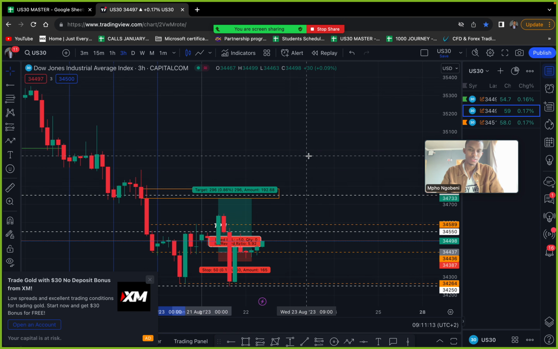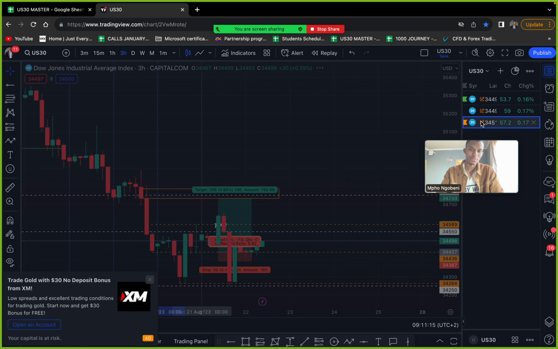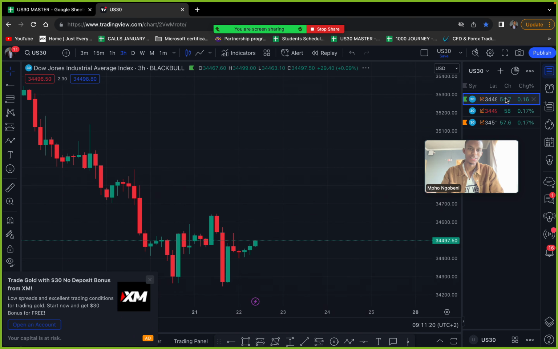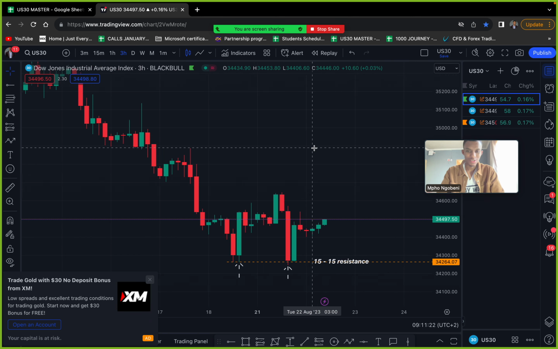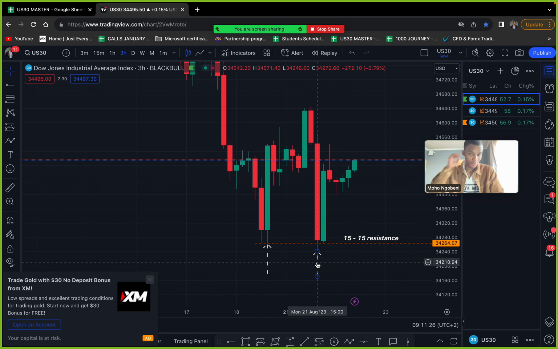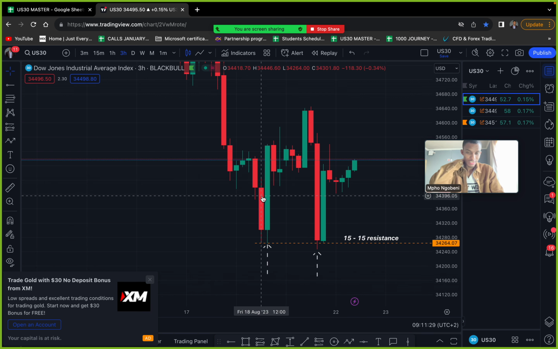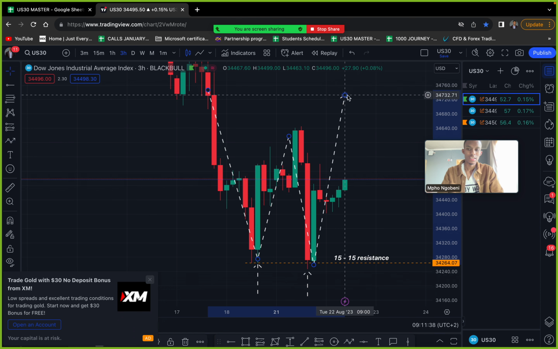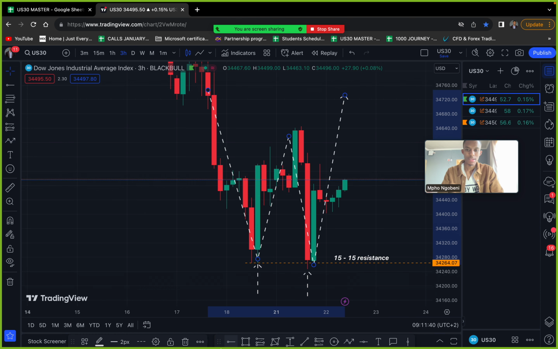No, it was not this one. Was it this one? Okay, I think I rubbed it. It's gone. But yeah, this is why we entered buys there, due to the 15-15 resistance. And then as you can see, it's a W formation. If you don't see it, let me make it clear for you. Let me make it a bit solid. As you can see, that's a W formation.